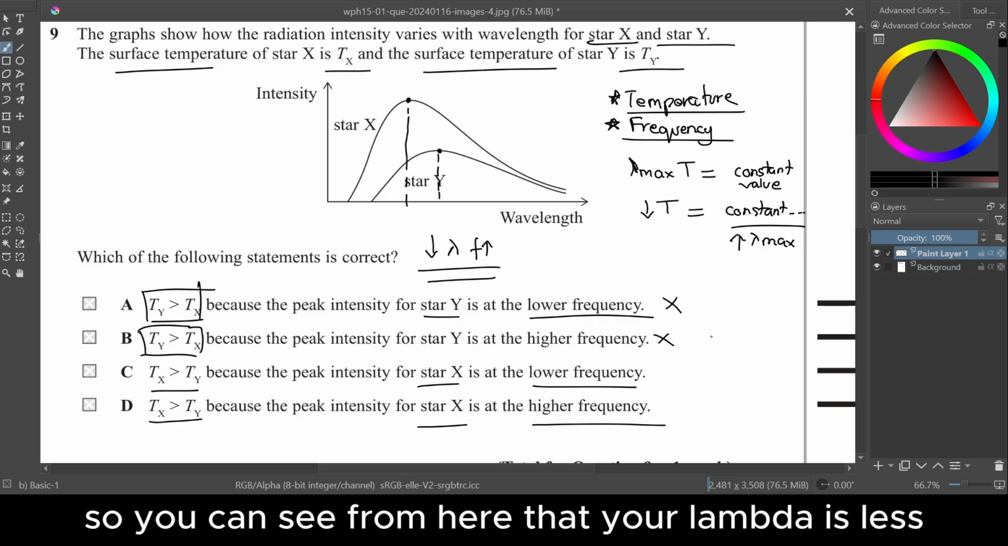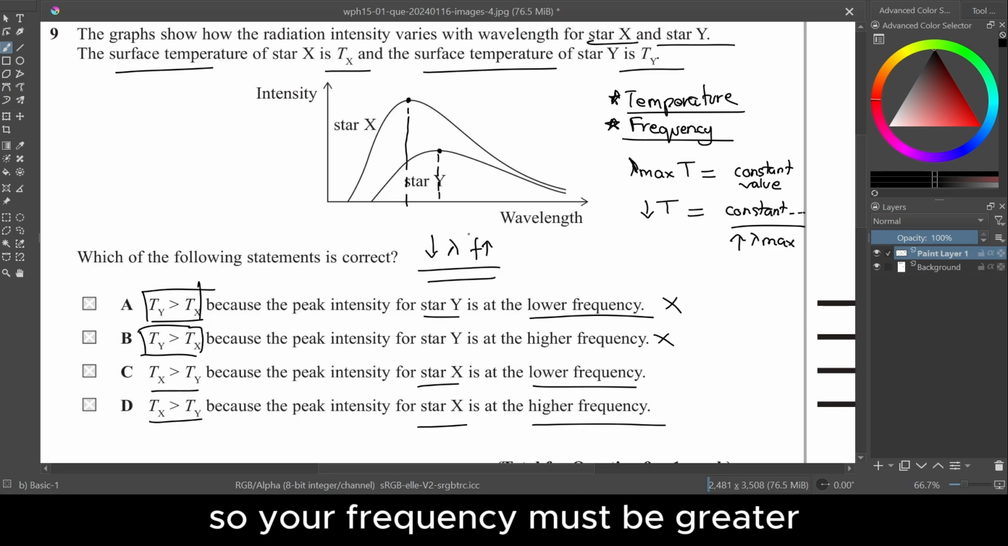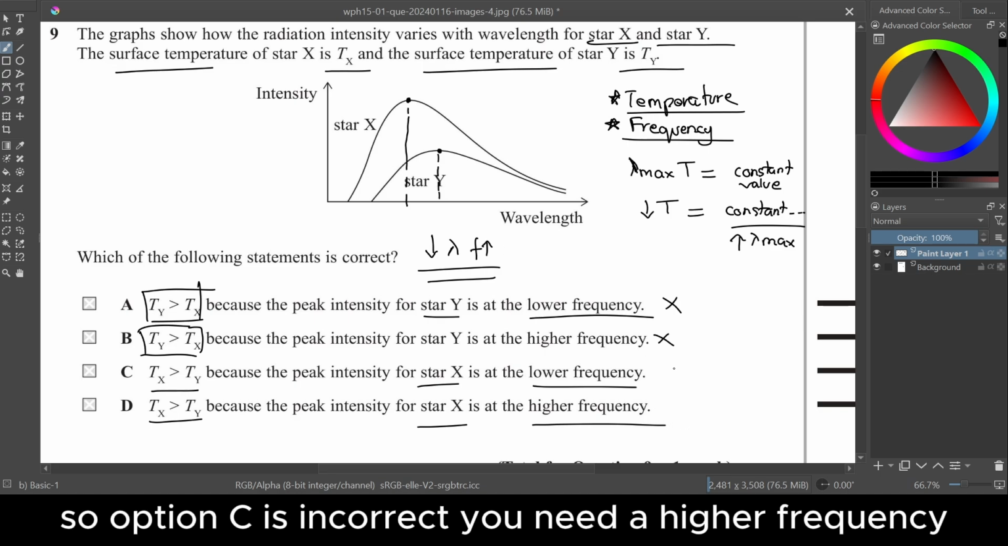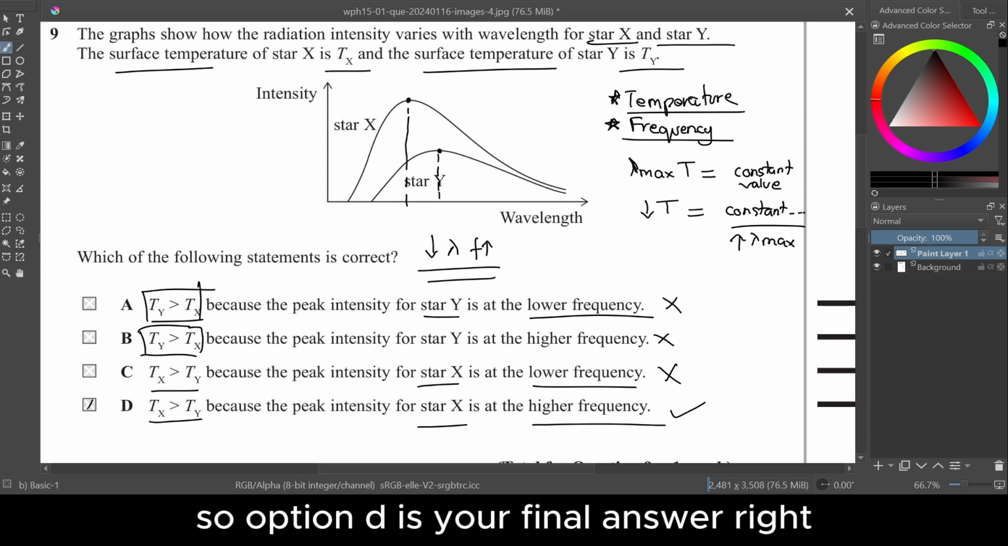So you can see from here that your lambda is less, so your frequency must be greater. So option C is incorrect. We need a higher frequency. So option D is your final answer, right?